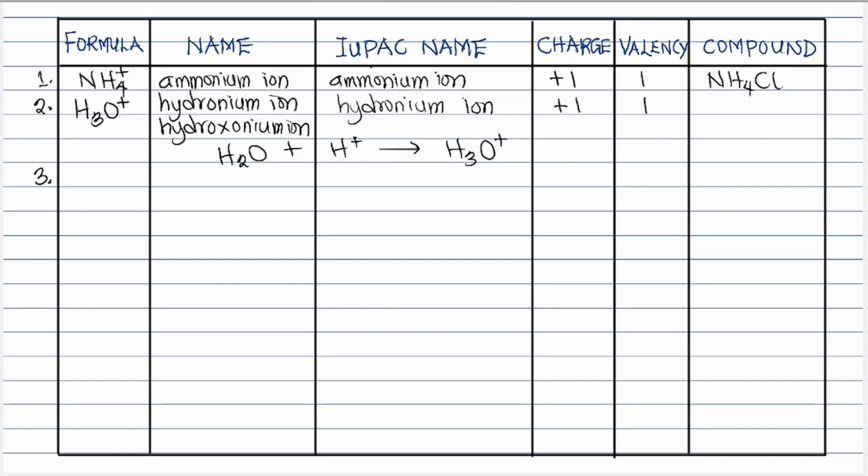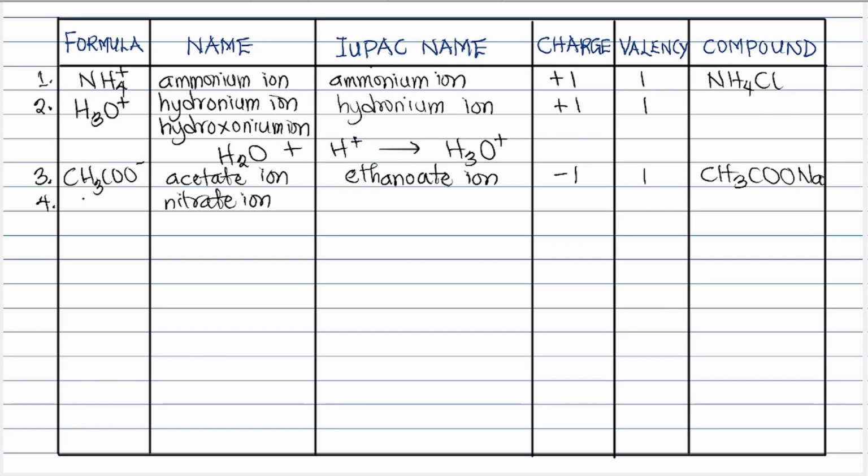Moving onwards, we look at the acetate ion. The acetate ion has the formula CH3COO-, and its IUPAC name is actually ethanoate ion. It has a charge of -1 and a valency of 1. A typical compound of ethanoate ion is sodium ethanoate, that is CH3COONa.